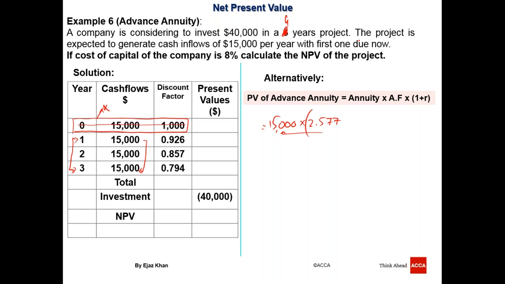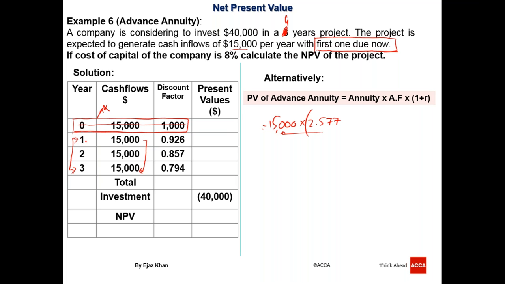it is clearly mentioned that the project is expected to generate cash inflows of $15,000 per year with first one due now. So it's a 4 years project with the first cash flow to be received immediately. That is at point zero. So zero, one, two, three. But if we just multiply it with 2.577, we'll just get the present value from year one to year three, which will not be the correct answer.